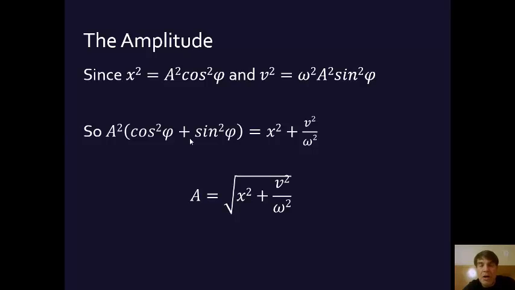The amplitude of something in simple harmonic motion is going to be the square root of the displacement squared plus the velocity squared divided by the angular frequency squared. Boy, this was some hard stuff, but I think it's understandable. But if in doubt, just memorize the formulas and apply them, and you'll be just fine.